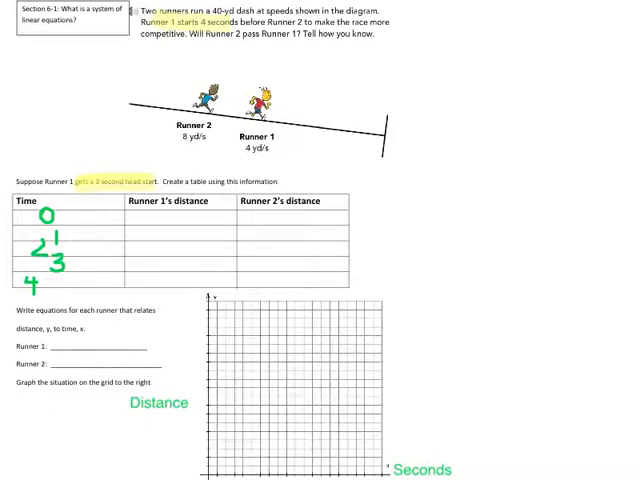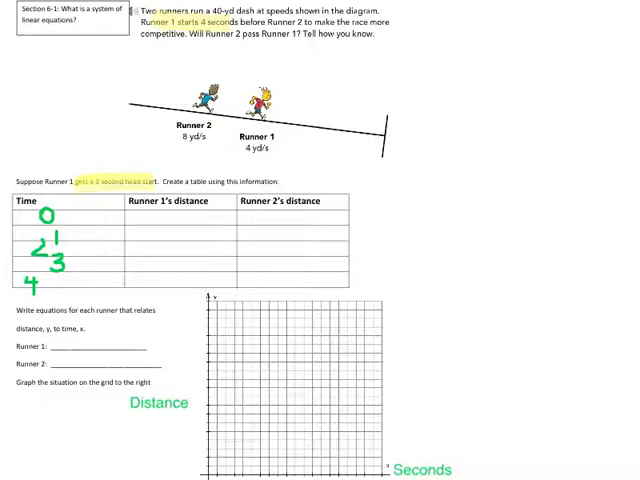In Lesson 6.1, we're going to learn what a system of linear equations is. And we're going to start with this application problem. It says two runners run a 40-yard dash at speeds shown in the diagram. Runner 1 starts 4 seconds before runner 2 to make the race more competitive. Will runner 2 pass runner 1, and tell me how you know?